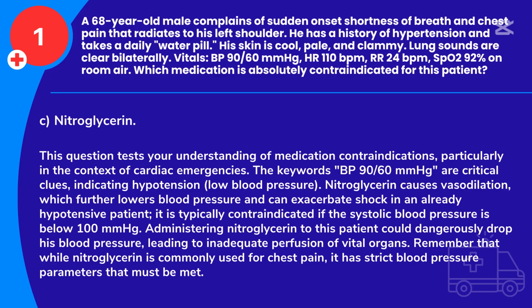It is typically contraindicated if the systolic blood pressure is below 100 mm of mercury. Administering nitroglycerin to this patient could dangerously drop his blood pressure, leading to inadequate perfusion of vital organs. Remember that while nitroglycerin is commonly used for chest pain, it has strict blood pressure parameters that must be met.